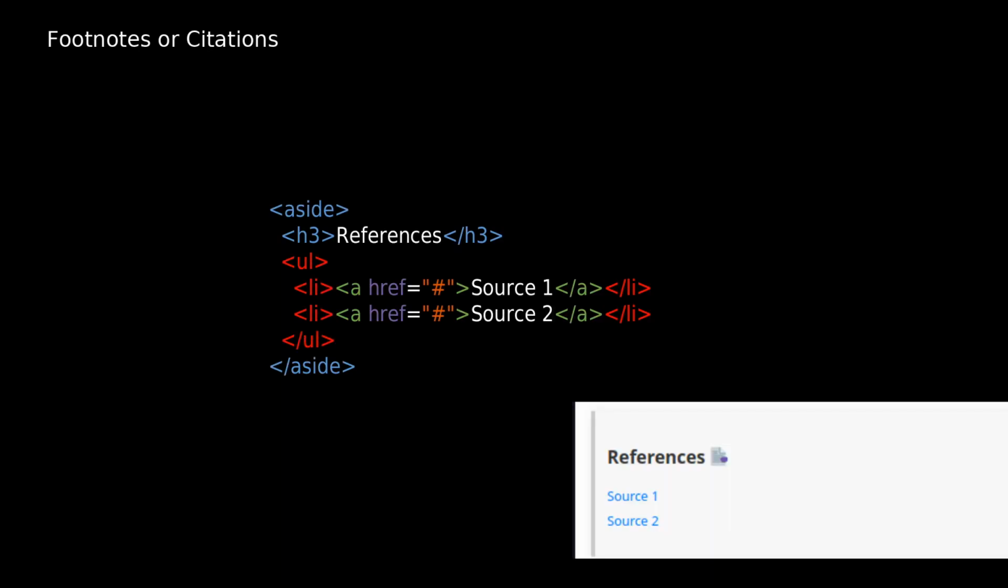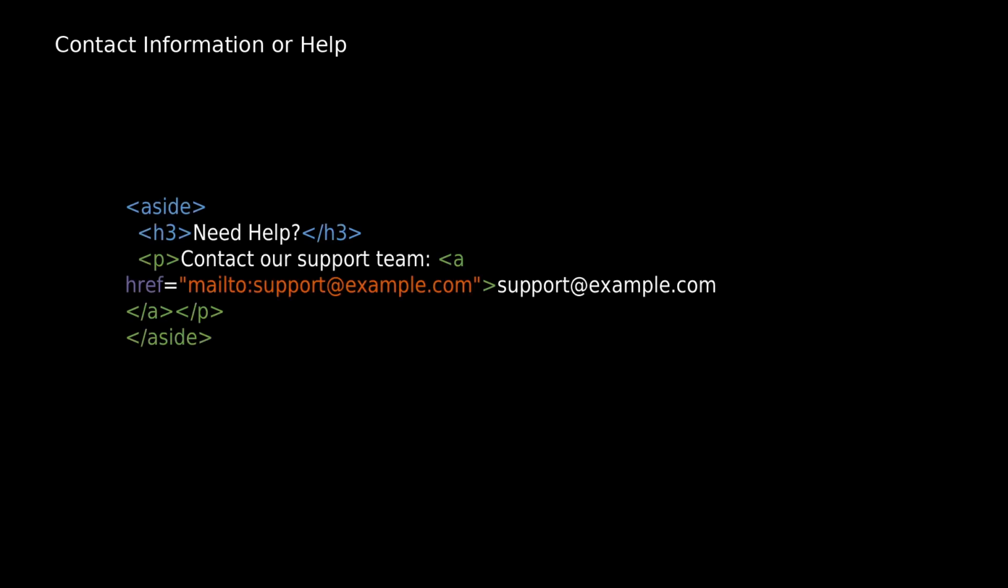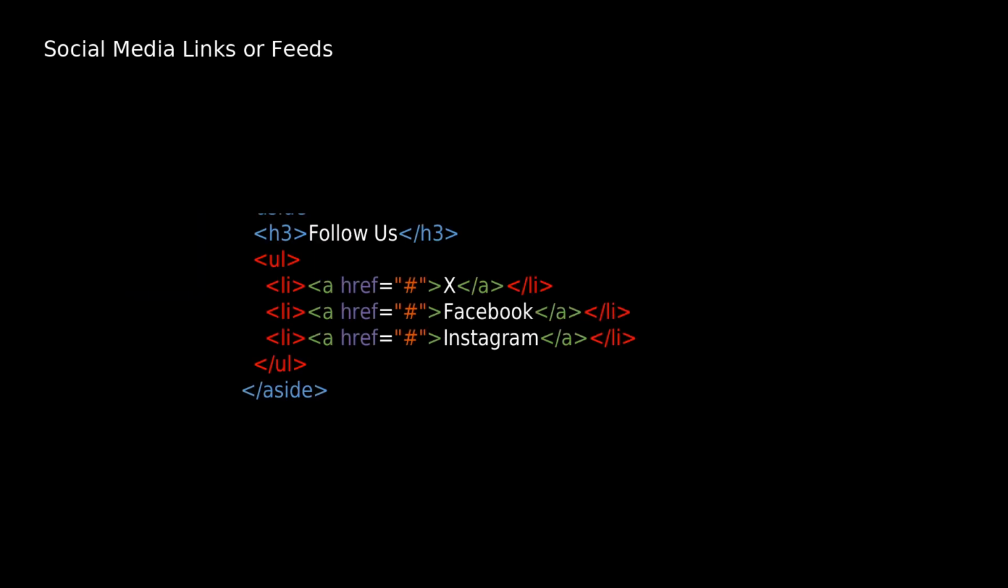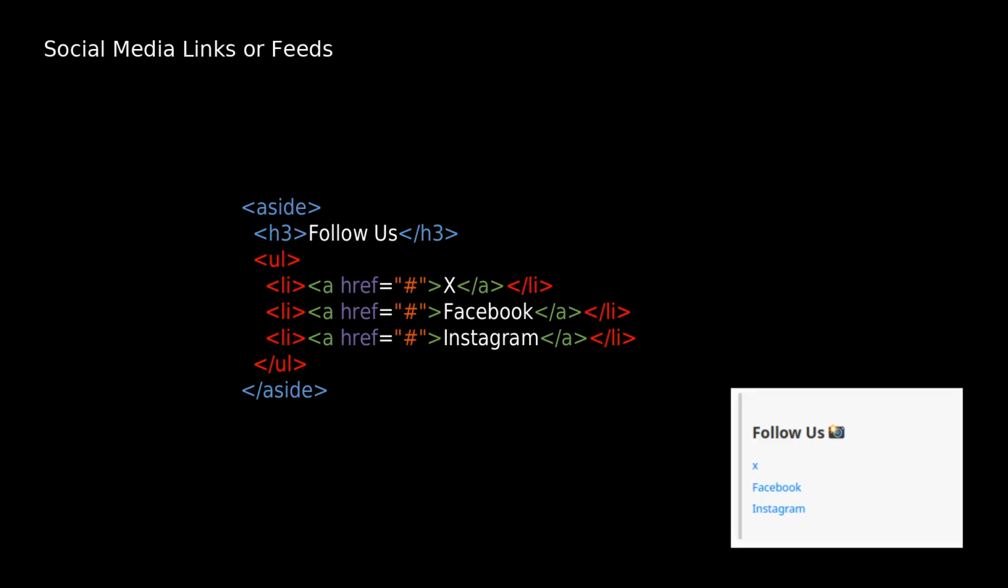Additional citations or explanatory notes that provide context or credit to the external resource can be placed in an aside element. Contact information or help. Contact forms, customer support details, or help documentation that is useful but not the main focus of the page. And finally, we have social media links or feeds. Links to social media accounts or embedded social media feeds like X or Instagram.